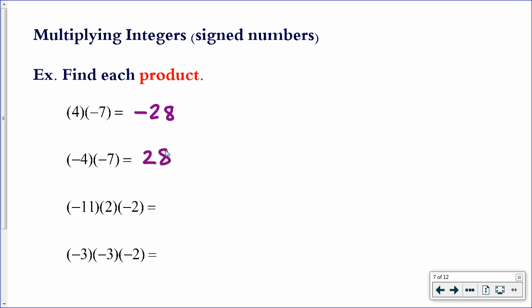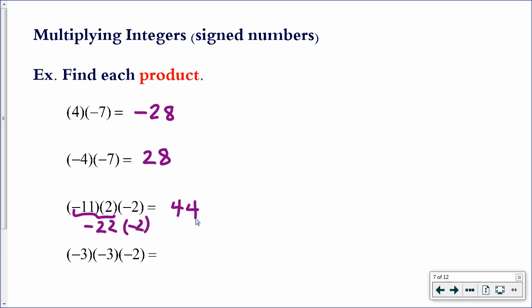The last two examples are helpful because you have to think about what happens when you've got more than just two numbers being multiplied. If I go from left to right and I do negative 11 times 2 first, then this result will be negative 22. And then I'll multiply it by another negative, and the result will end up being positive. In this case, positive 44. So if you look across and there's an even number of negatives, the result is going to be positive.